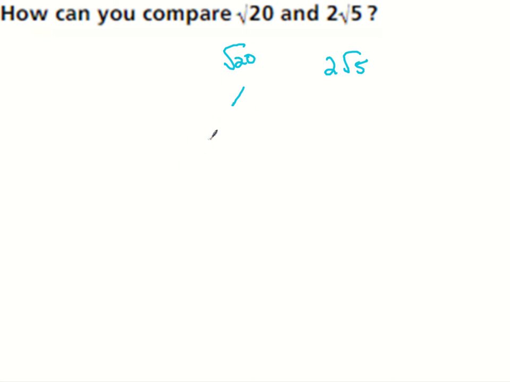So the square root of 20, I want to rewrite that. Well, that's 4 times 5, which is the square root of 4 times the square root of 5, which is 2 root 5. These are the same. So I can compare them by saying these are equivalent expressions. This is the same thing as this. So those are equal.